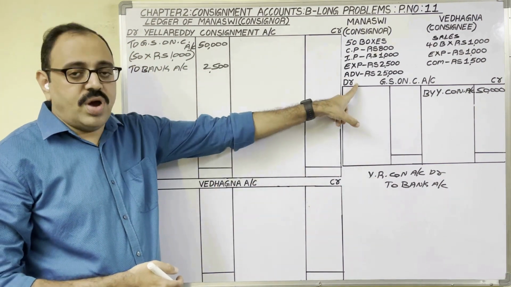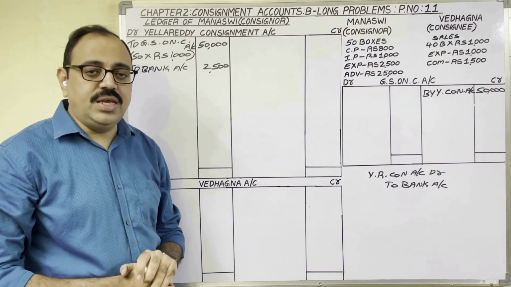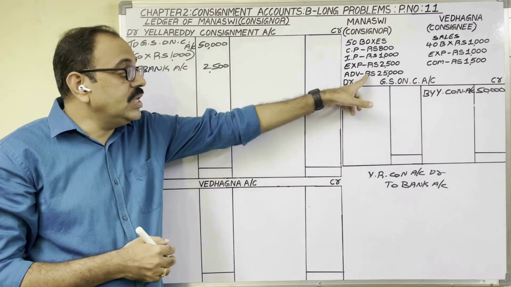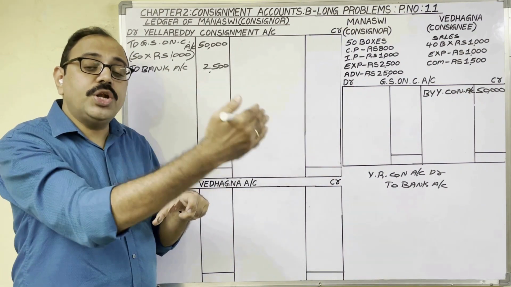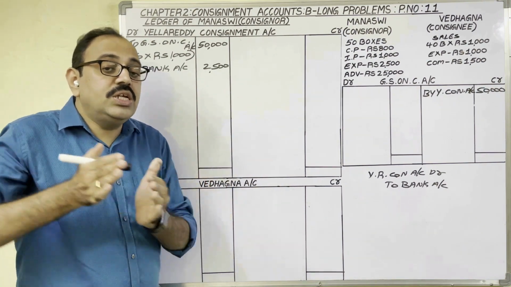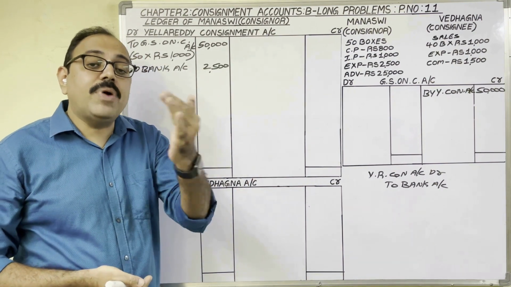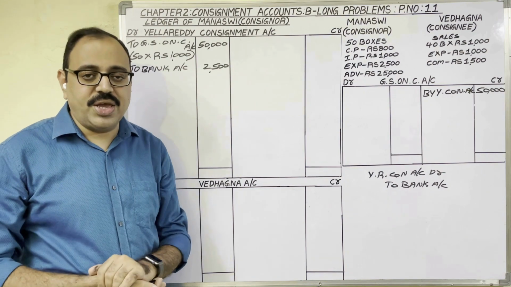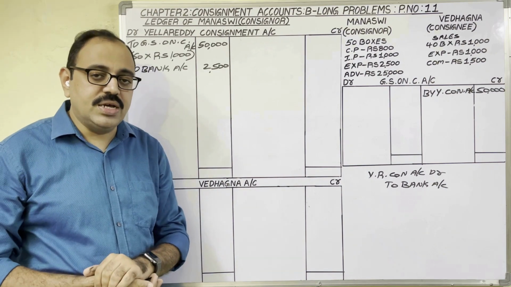Next, come to advance. So advance is received from Vedagna, consignee. Our assumption is we are receiving a check towards this 25,000 rupees. So this check, instead of going to Vedagna's bank and submitting there, Manasvi deposits this check in her bank. Manasvi's bank will collect that money from Vedagna's bank and it will be deposited in Manasvi's bank account. So Manasvi's bank is becoming a receiver here.